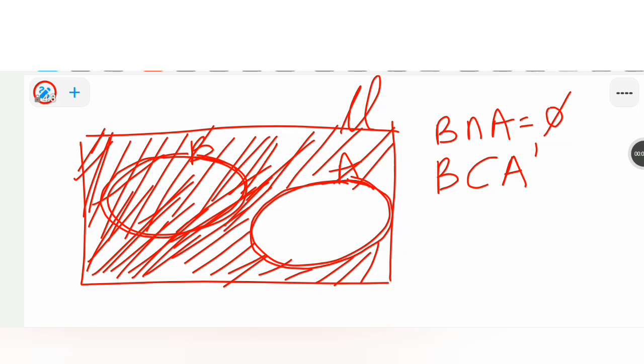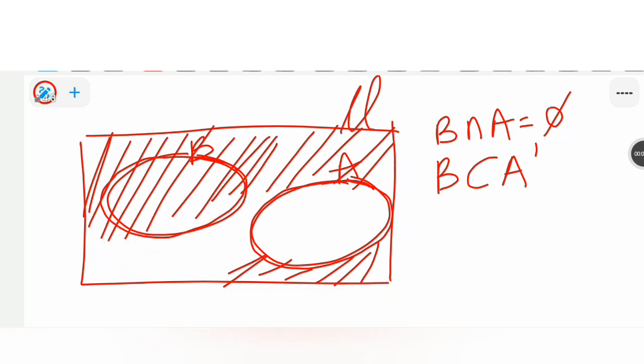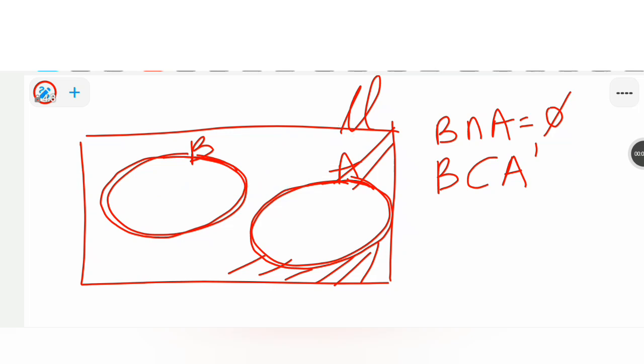I hope you understand that particular part. The same thing also applies if you reverse it for the other one. If you reverse it, you can say A is a subset of B prime. The same concept.